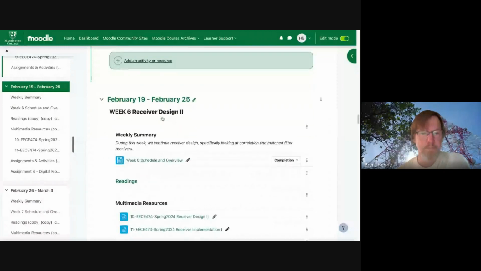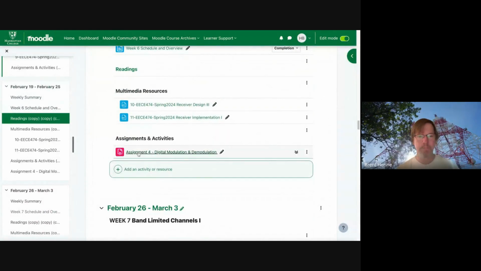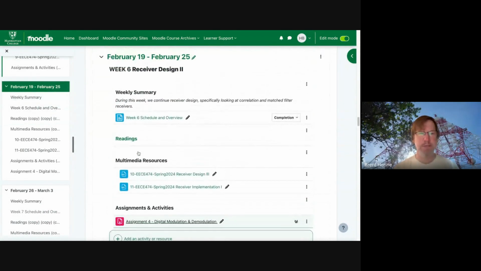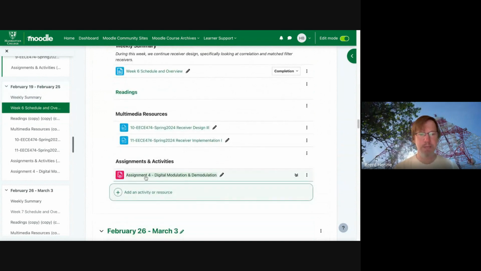All right, I created a new MATLAB assignment this morning and posted that on Moodle. Let me show that here. So that's assignment number 4. It's actually in next week's section.